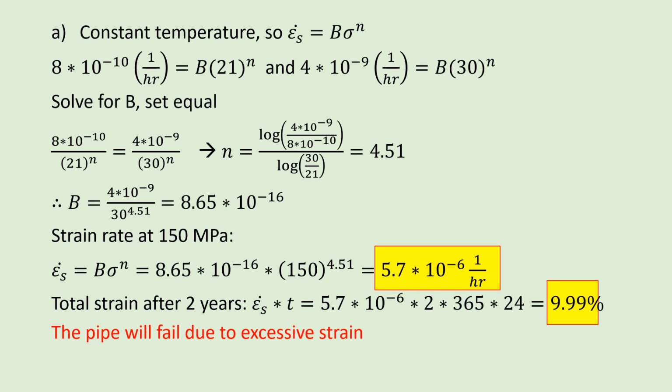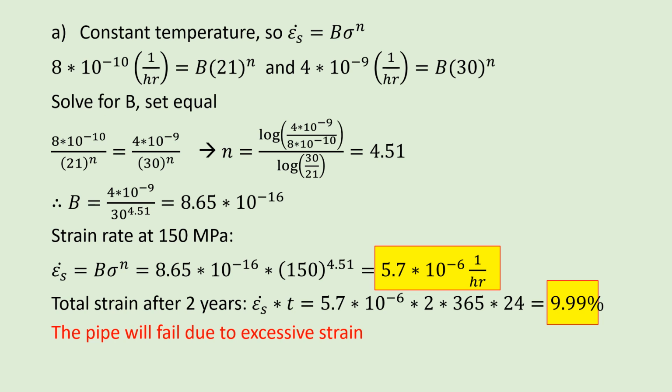If you'll notice, we're defining time in the units of 1 per hour instead of 1 per second, and we're defining stress in terms of megapascals instead of pascals. Now this is fine because this just means that our constants B and n will be defined by these units of hours and megapascals instead of seconds and pascals. This also means that anytime we use these constants, we have to input our stress and our strain rate in that manner.